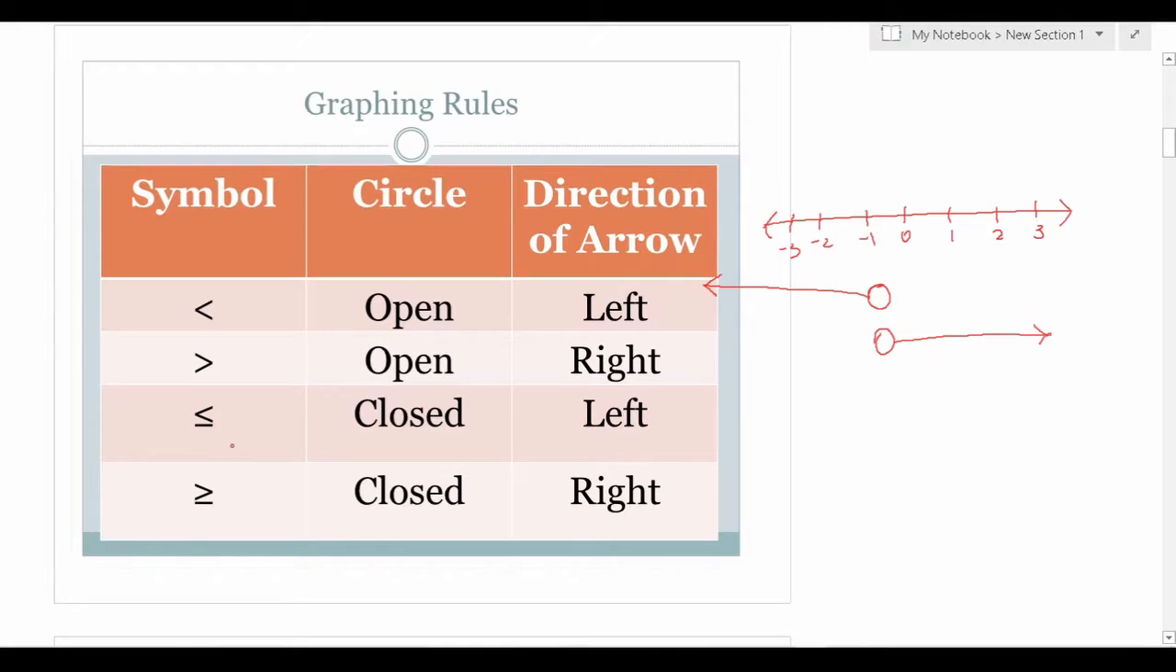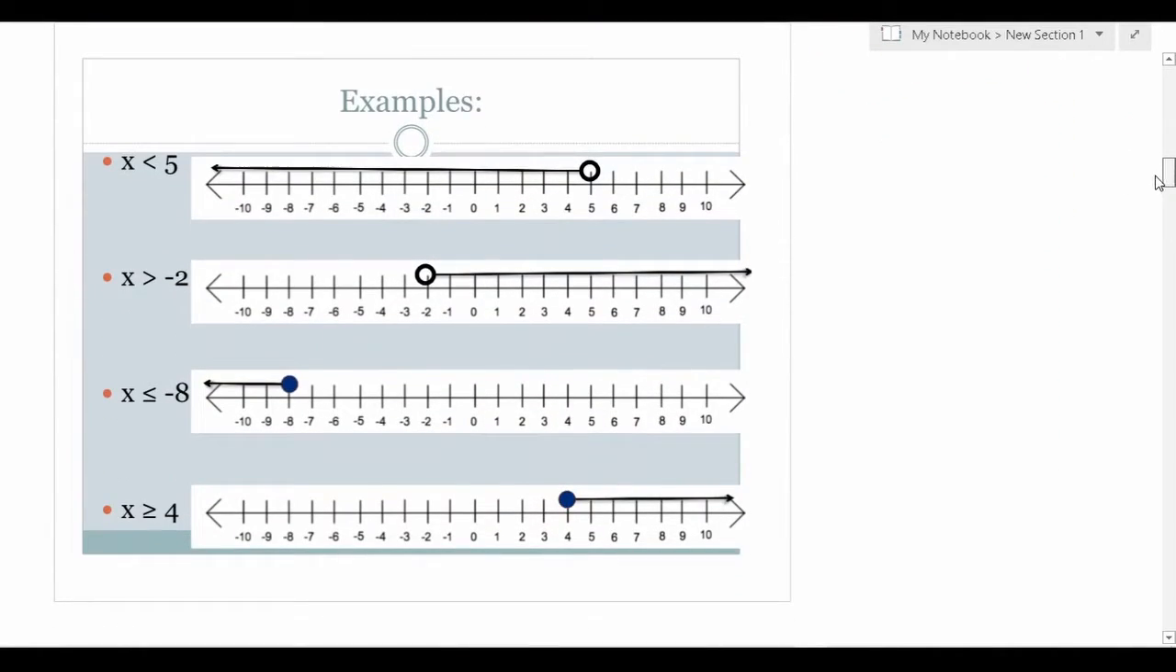Finally, if we have less than or equal to or greater than or equal to, we're going to use a closed circle for both of them, and less than or equal to is going to go to the left. That's a bad line there, so let's redo it. And greater than or equal to is going to go to the right. So let's take a look at a few examples of those.